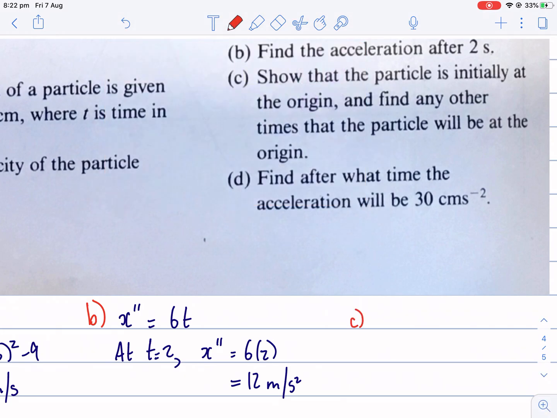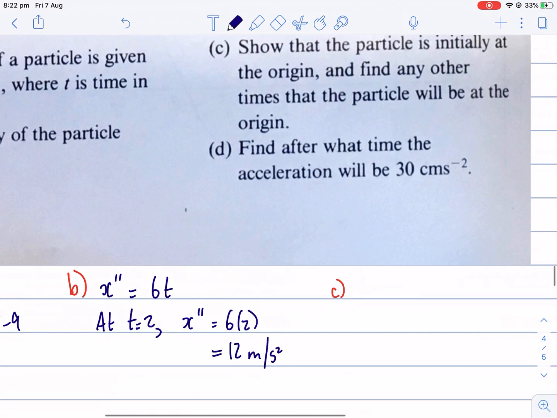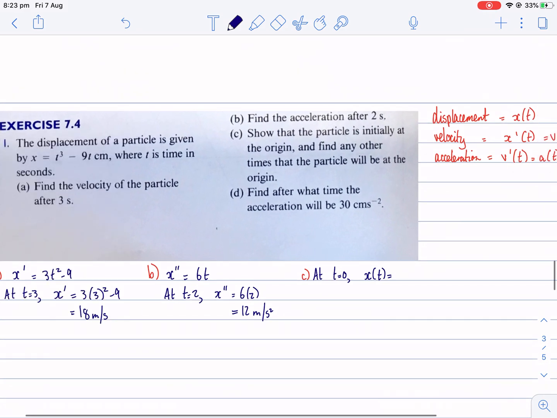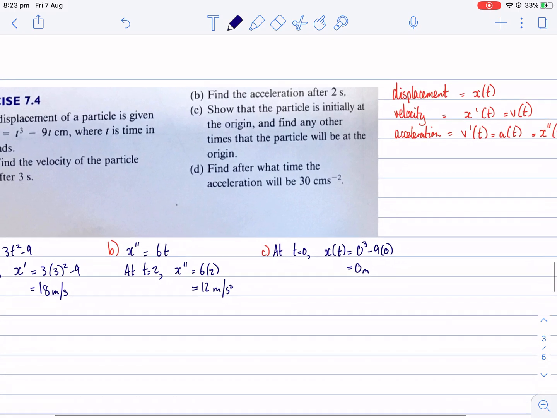Question C. Show that the particle is initially at the origin. When it says initially, that means at t equals 0, the particle equals 0 cubed take 9 times 0. So 0 meters away.